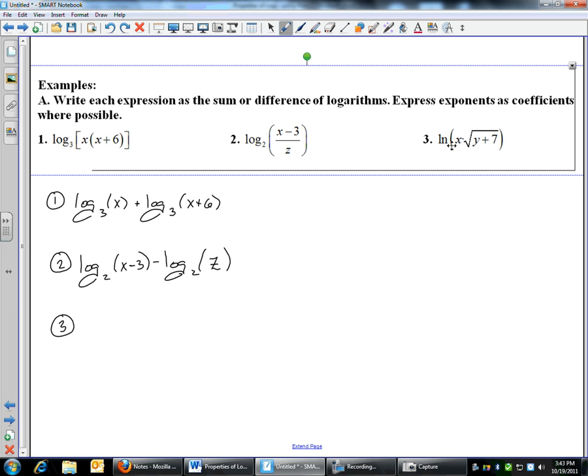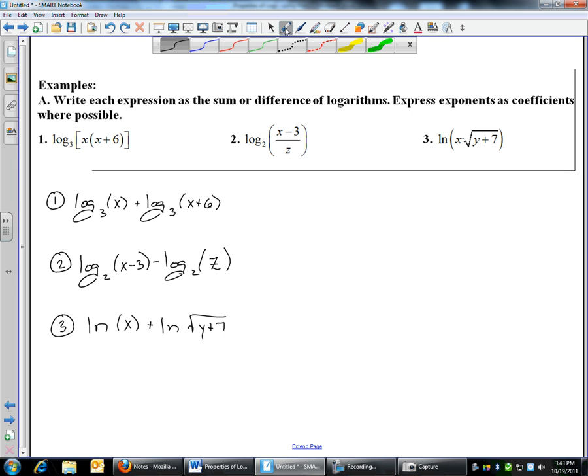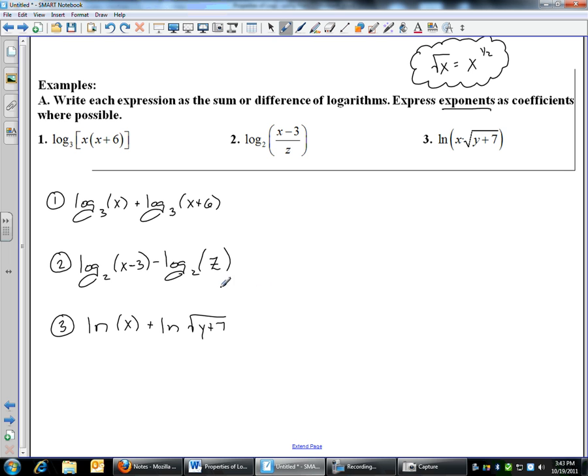Number 3, ln of x times that. So that's ln of x, times means plus, the ln of the square root of y plus 7. So there it's split up. Now actually number 3, we're not through. Remember, I showed you the other day, the square root of something can be rewritten as something to the 1/2 power. Whenever we have radicals, it may not look like an exponent the way it's written, but this is an exponent, and we have to deal with exponents.